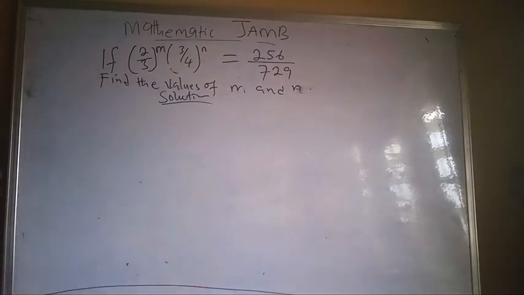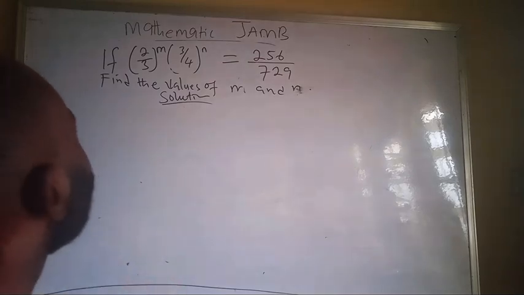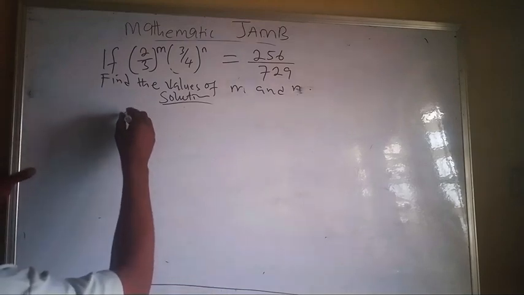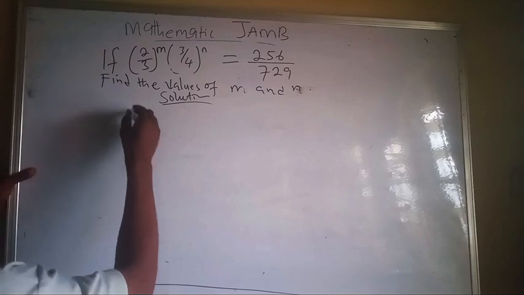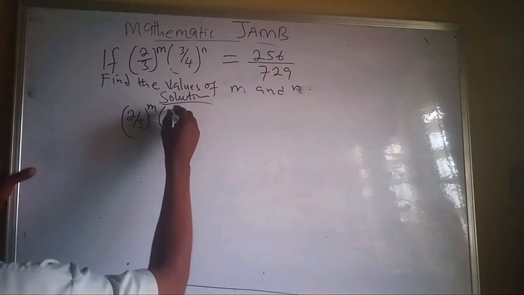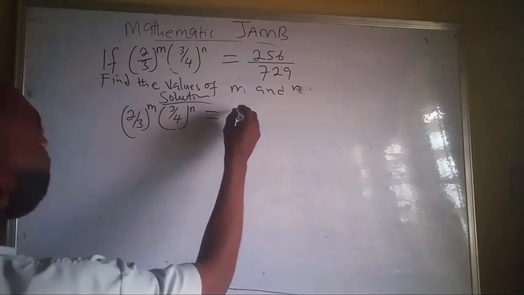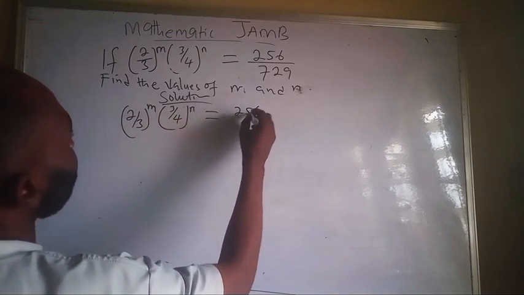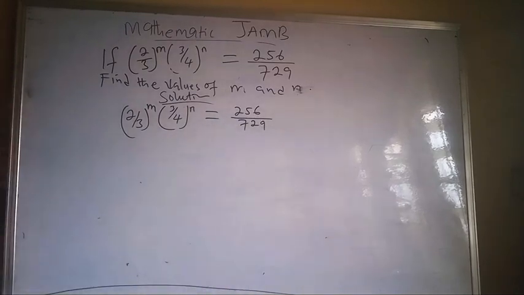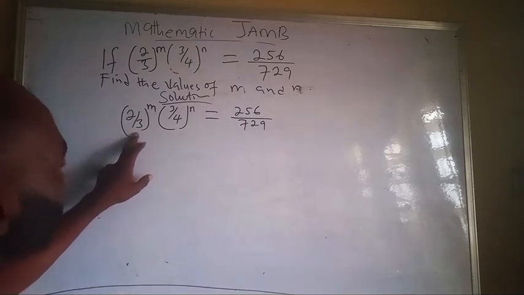In mathematics, when you have a question, you need to find a solution to that. So with this, we know that this is the question we have, guys: (2/3)^m multiplying (3/4)^n is equal to 256/729.